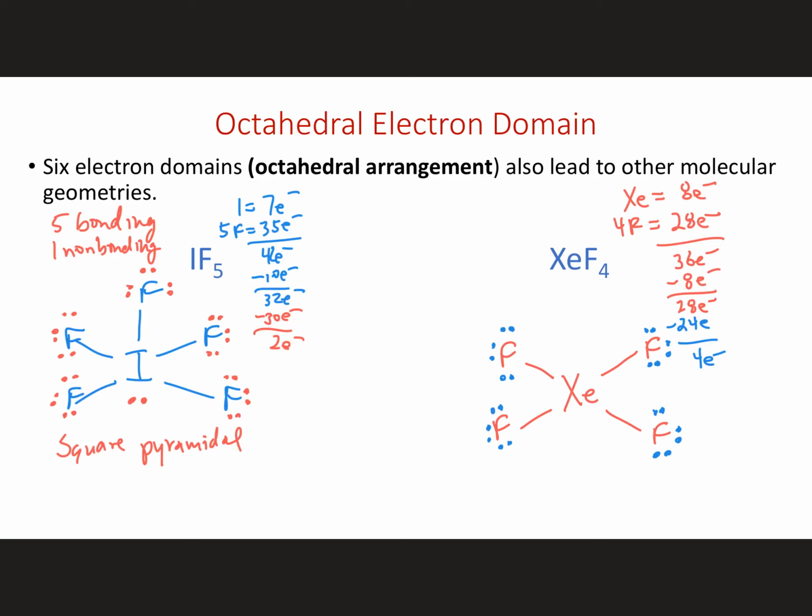Where do those electrons go? Those electrons are going to go to xenon. Again, xenon can break the octet rule. It can have more than 8 electrons because it has access to d orbitals. When I take a look at xenon tetrafluoride, I have 4 bonding domains, 2 non-bonding, so a total of 6 electron domains, but because only 4 are bonding, my molecular geometry would be square planar.